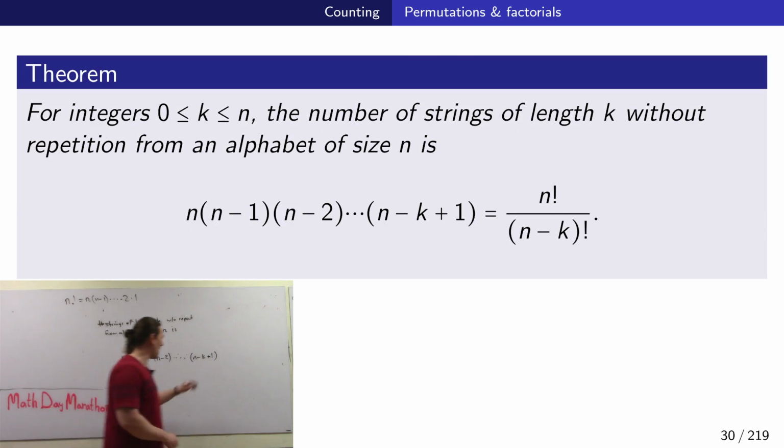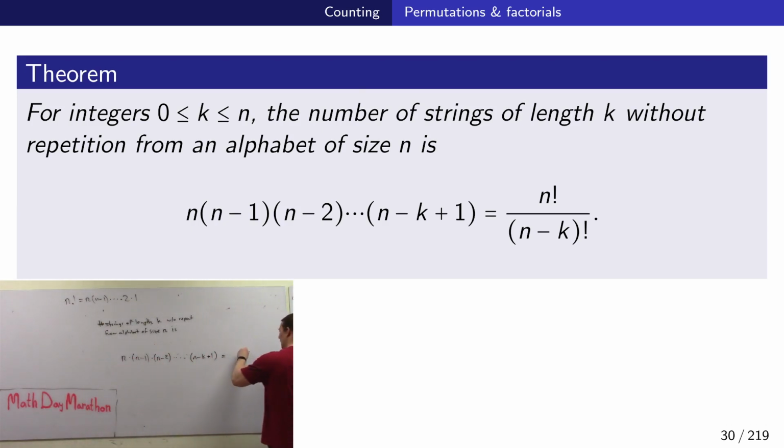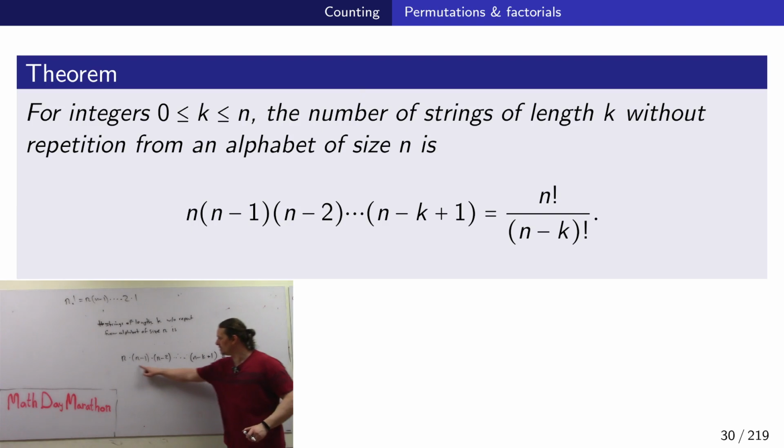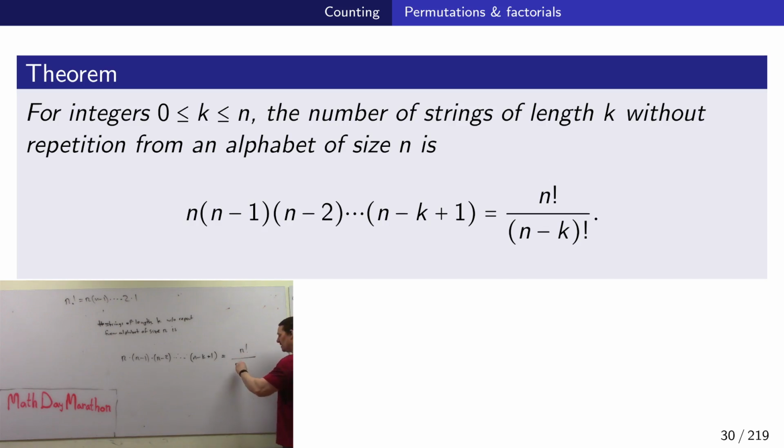But what is this in disguise? Well, if I looked at n factorial, it would be all of these, and then n minus k minus 1, n minus k minus 2, and so on. So if I divide this by n minus k factorial, then all the terms that would have come after this are canceled with this guy here, okay?